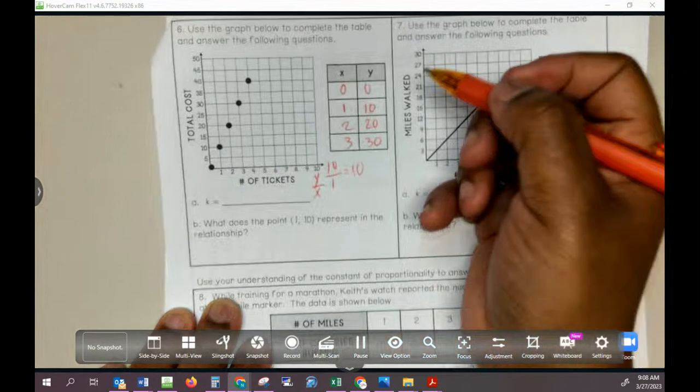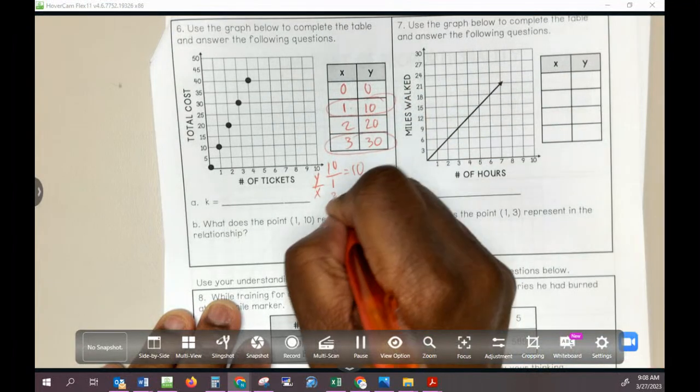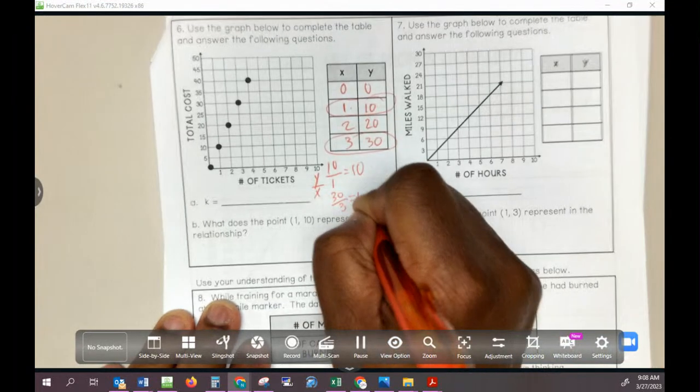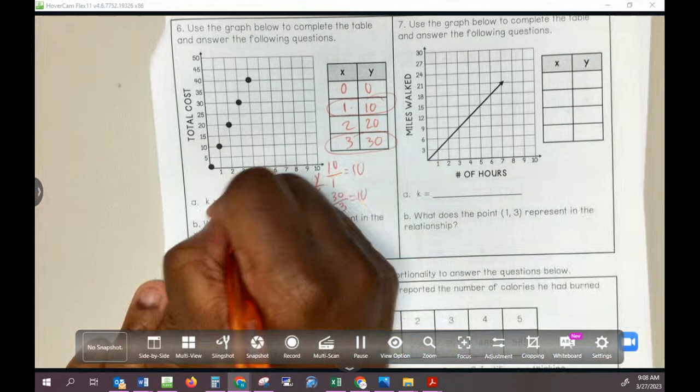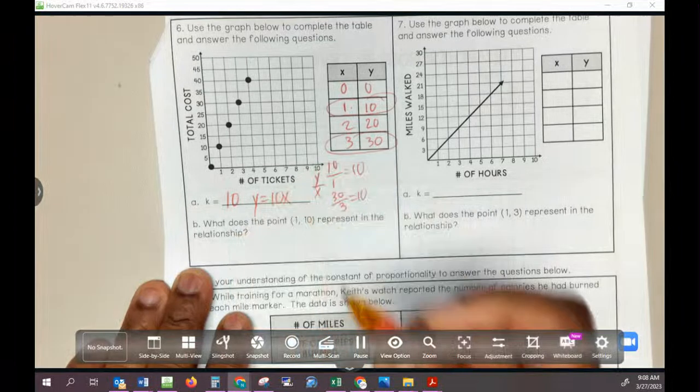So 10 over 1 because y over x. That's just 10. So you have to do this with at least two different ones. So if I even did 30 over 3, that's also 10. So I know my k here is 10. And so that means my equation is y = 10x.